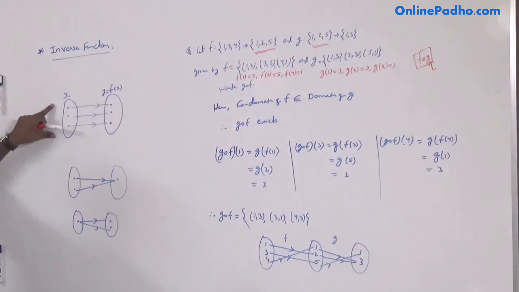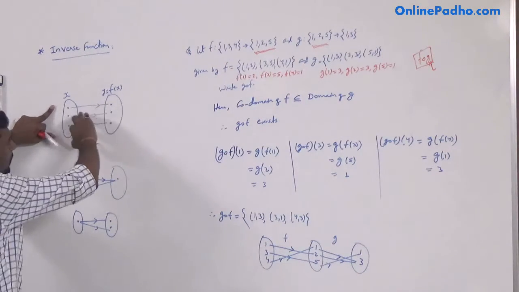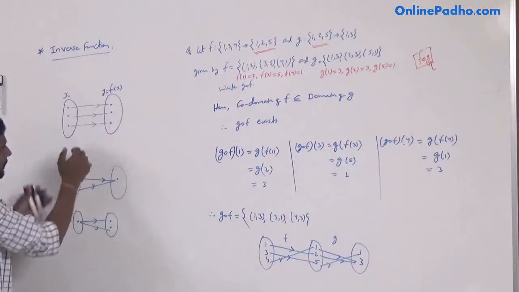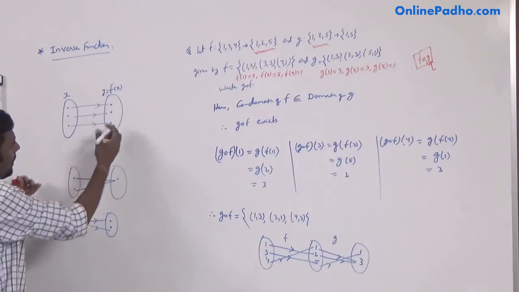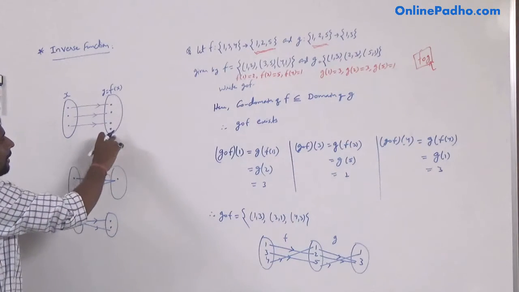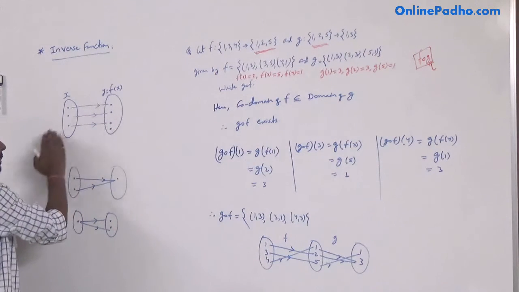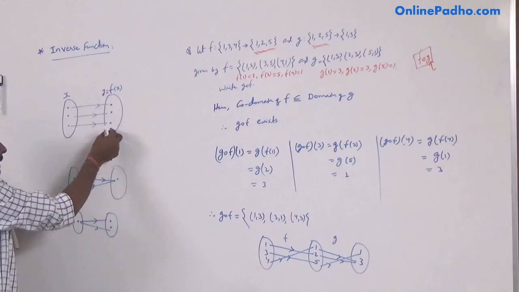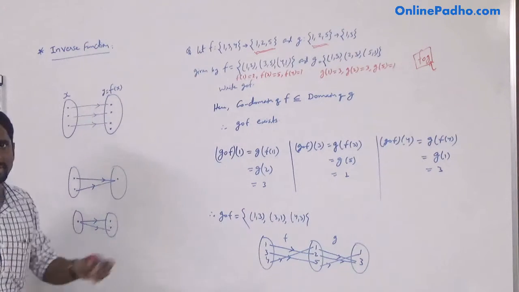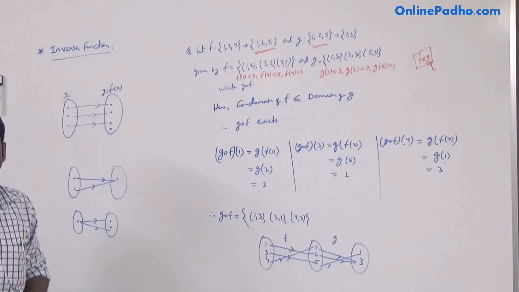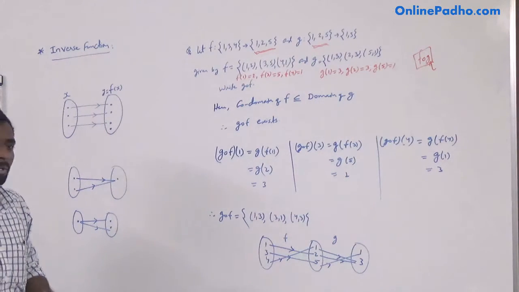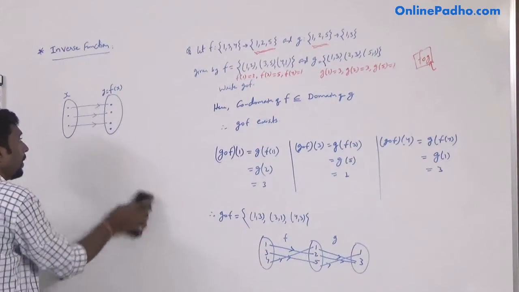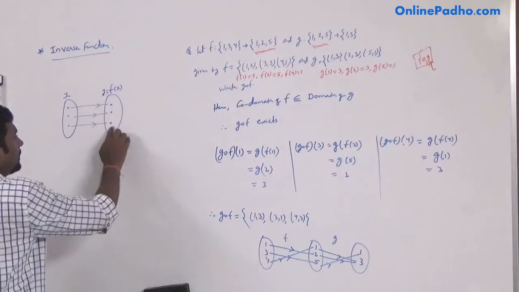To find the inverse of a function, the function must be one-one. Why is it onto? Because if we have some extra element in the codomain and you reverse their places, we have one remaining element which doesn't have any image. That does not satisfy the definition of the function. So this is a very important condition.